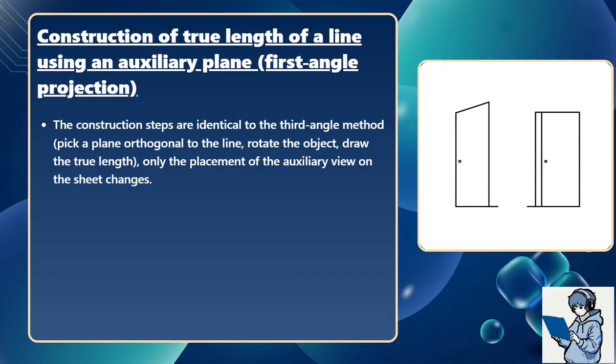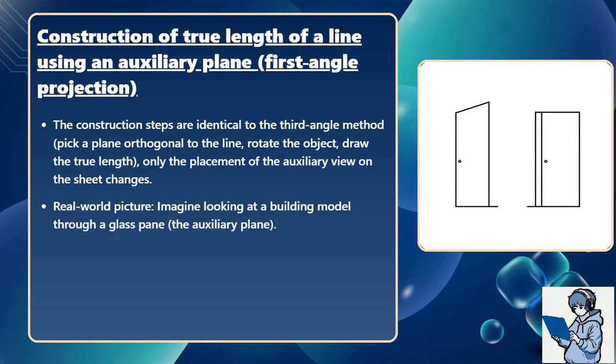Pick a plane orthogonal to the line, rotate the object, draw the true length. Only the placement of the auxiliary view on the sheet changes. Real-world picture: imagine looking at a building model through a glass pane, the auxiliary plane.